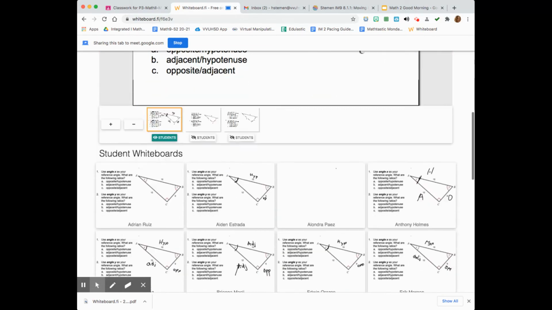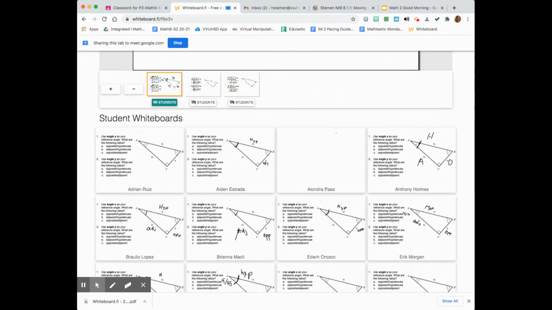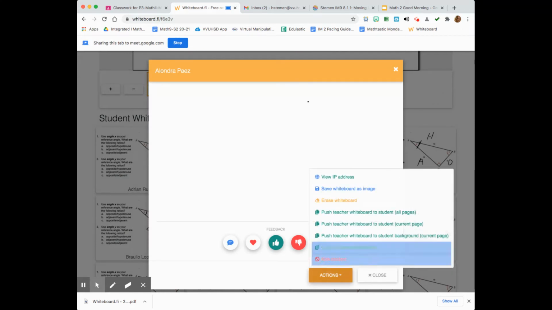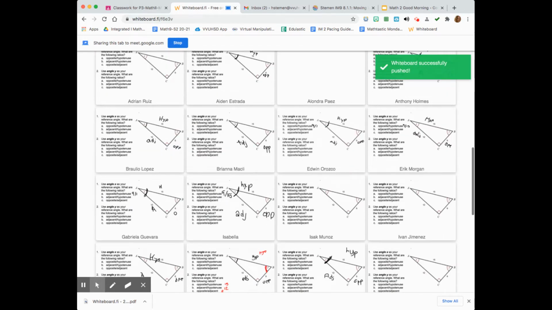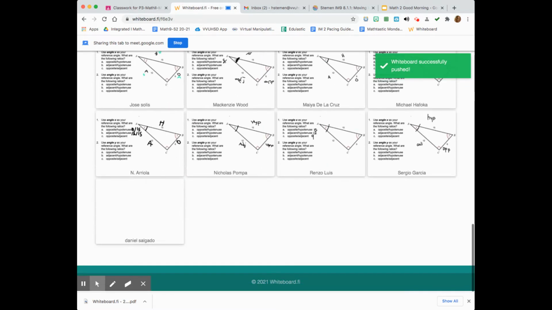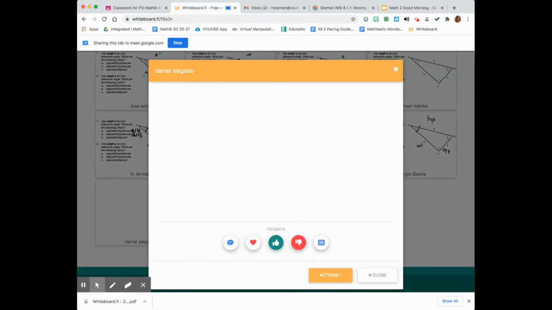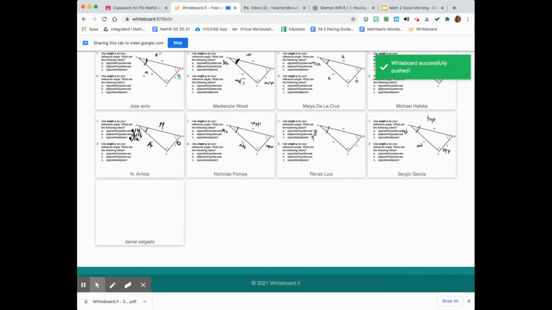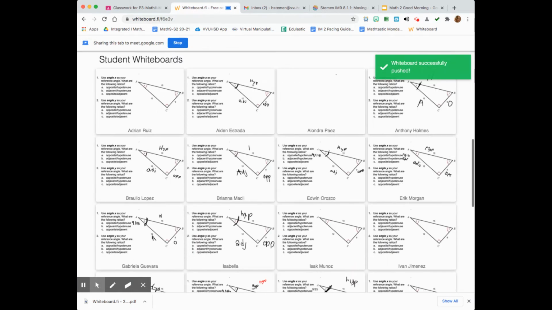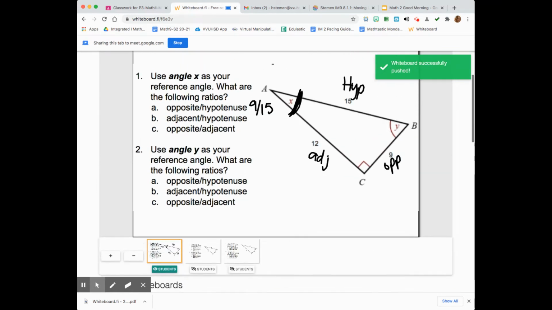So write that down. Still trying to push to people who have blank boards here. Hopefully it loads for you guys that have blank boards.